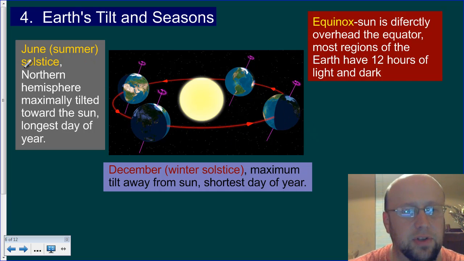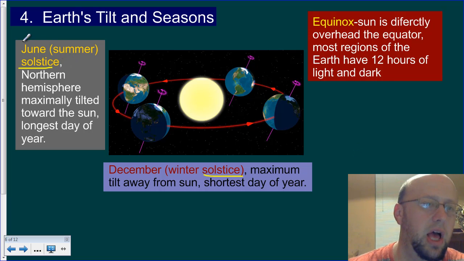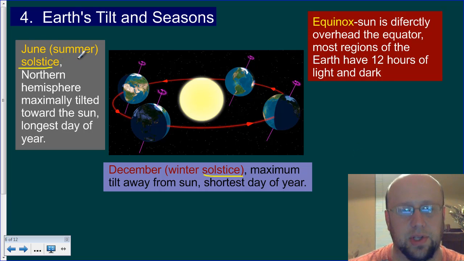And then we have 2 things called solstices. And the solstices basically are either the longest or shortest day of the year. And of course, it depends on which hemisphere you're in. So in June, we've got the summer solstice, which is the longest day of the year for us in the northern hemisphere, shortest day in the southern hemisphere.